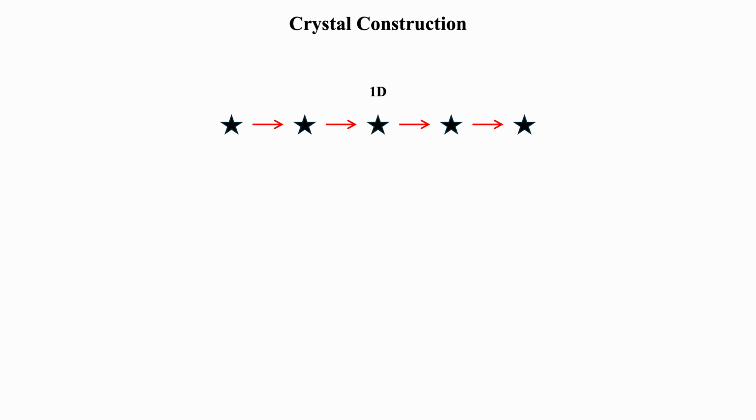A one dimensional crystal construction is the simplest, where atoms or molecules are aligned in a single repeating line or chain. This linear arrangement follows a single repeating pattern, forming what we can think of as a crystal along one dimension.